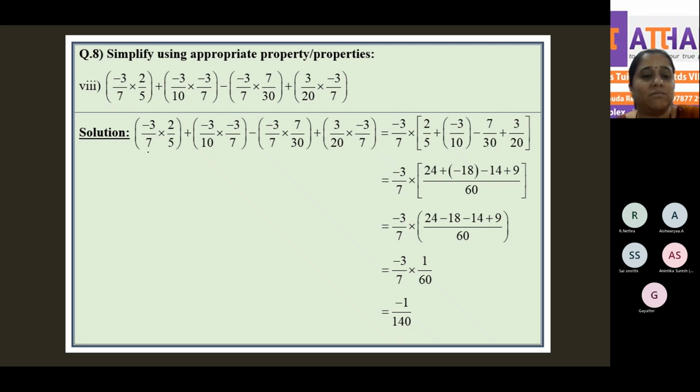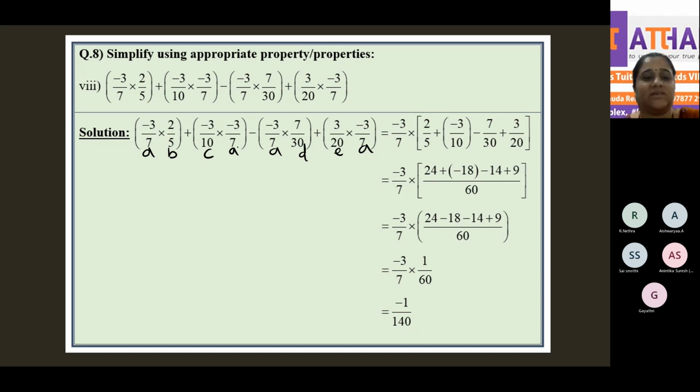So you can see here minus 3 by 7, minus 3 by 7, minus 3 by 7, and minus 3 by 7. So wherever I see minus 3 by 7, A. Then this becomes B, this becomes C, this becomes D, this becomes E. Yes or no, children? Yes, ma'am. What is common, minus 3 by 7, I'm going to mark that as A. Then the rest of it is B, C, D, and E.